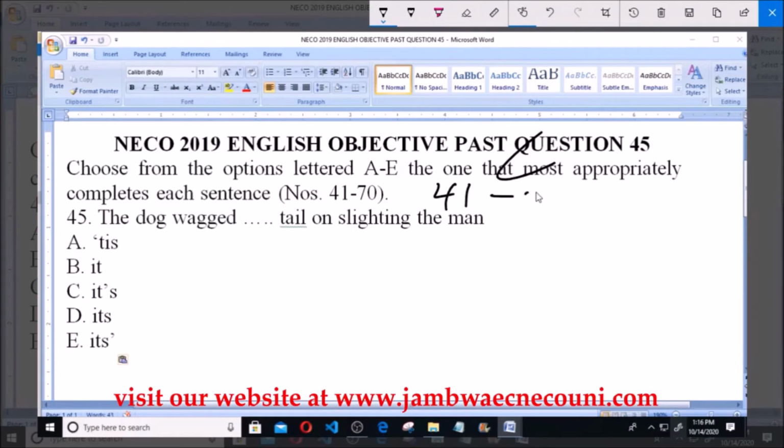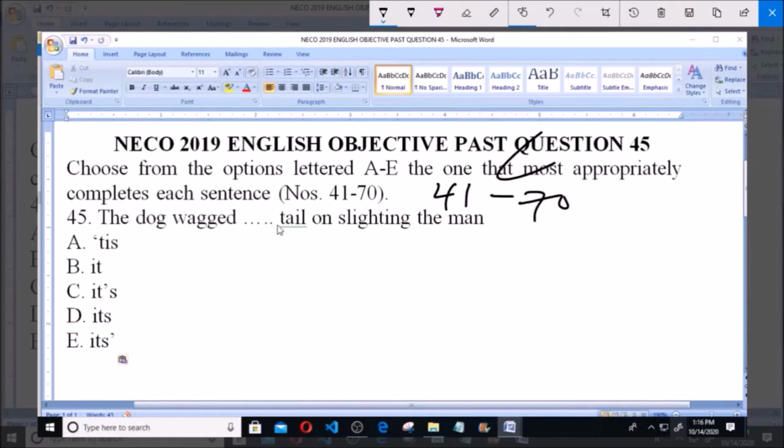The statement here says the dog wagged dash tail on sighting the man. The dog wagged dash tail on sighting the man. Option A, its; option B, it's; option C, its; option D, its; option E, its with apostrophe.